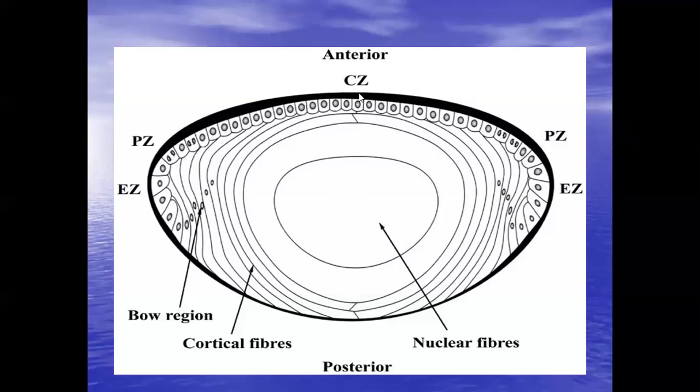There is an outer capsule which is covering the whole lens, and that capsule has a simple columnar epithelial lining on it. Simple columnar. This is not stratified. This is a single layered, simple columnar layer. These cells in the peripheral zone convert into lens fibers. That region is the bow region.